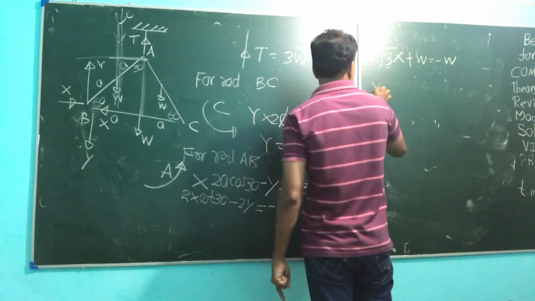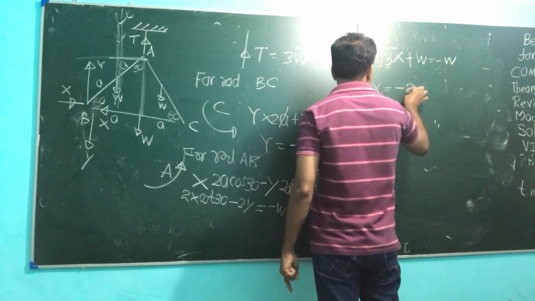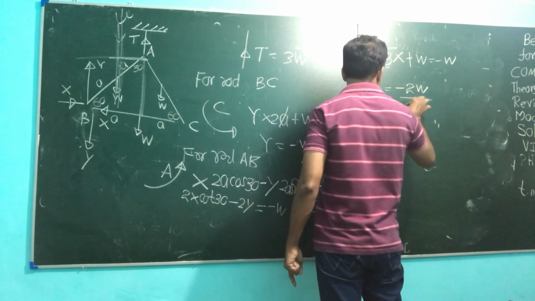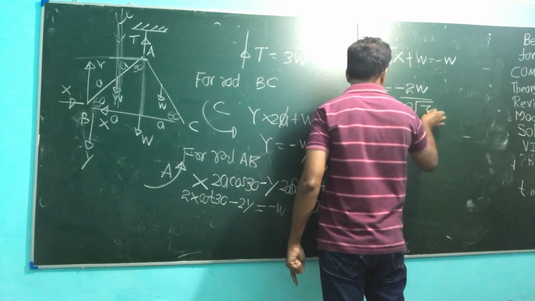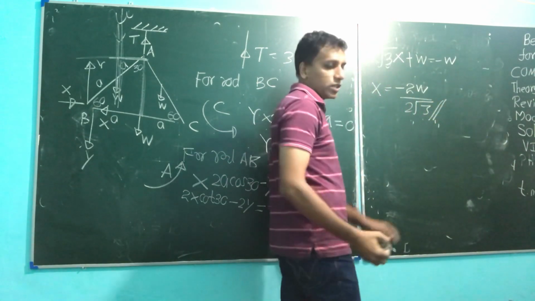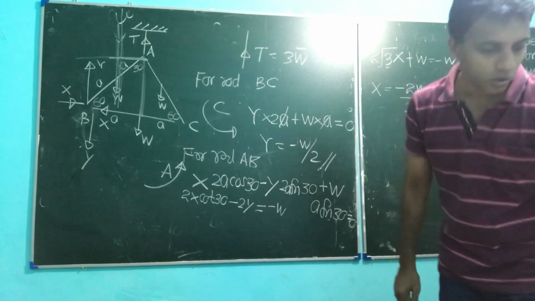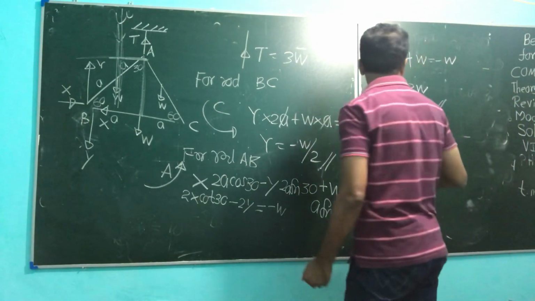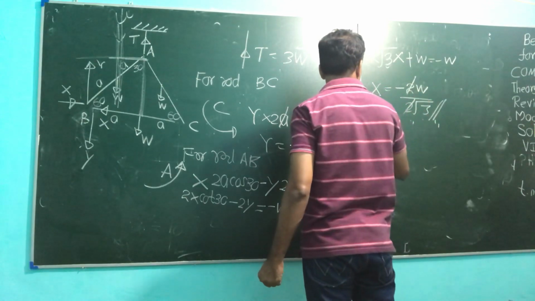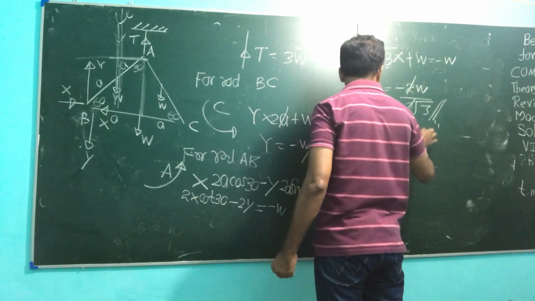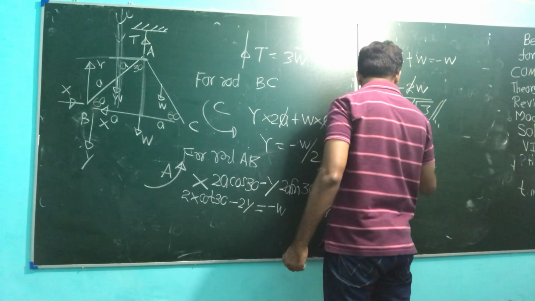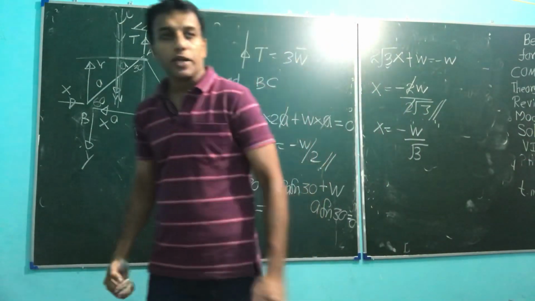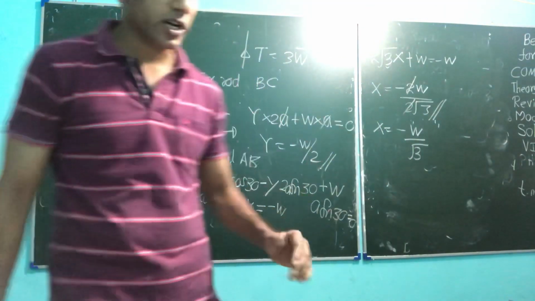Therefore what's your x answer? Simplify will you? Minus 2w over 2 root 3 there. So 2 cancel, 2 cancel. Therefore the x answer is what? Minus w over root 3. Minus, no problem. That shows you the direction.